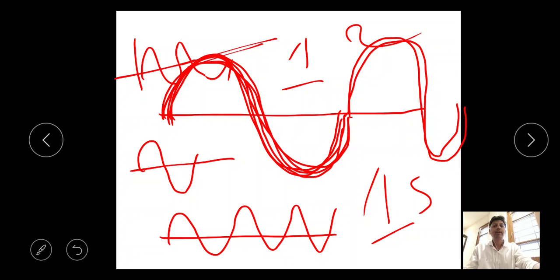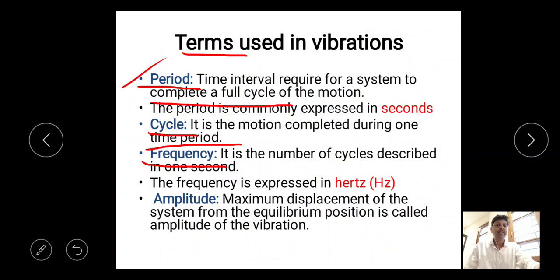In this example, if it completes 3 cycles in 1 second, then the frequency will be 3. So what is frequency? Frequency is the number of cycles completed in 1 second. In 1 second, how many cycles are completed is called frequency. Usually time period is nothing but time, so it is expressed in seconds, whereas frequency is expressed in hertz.